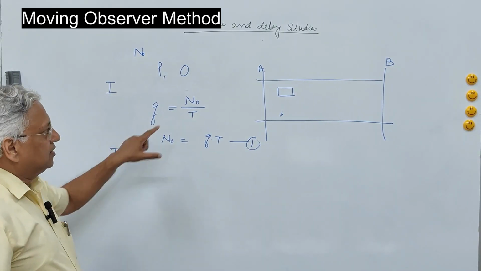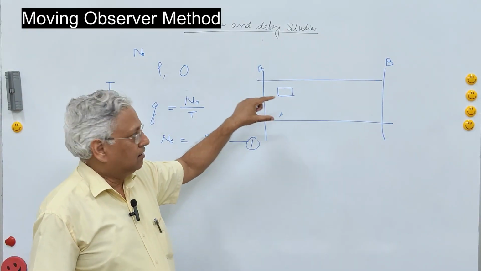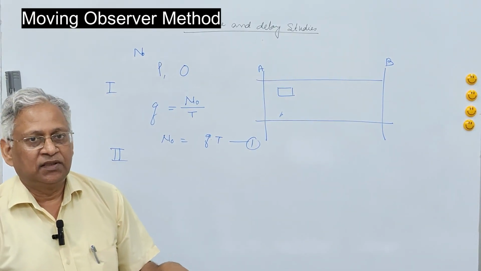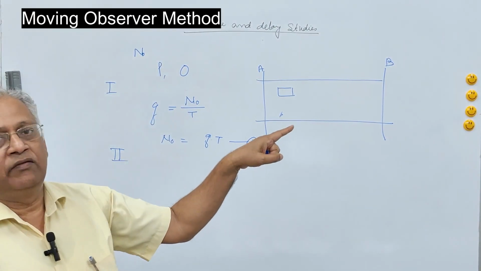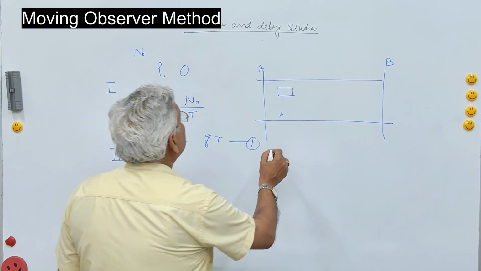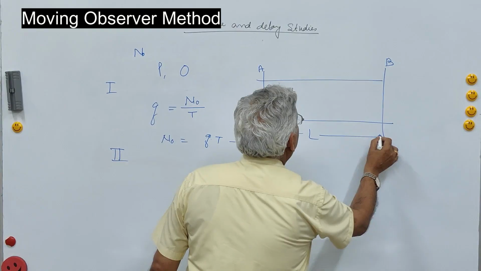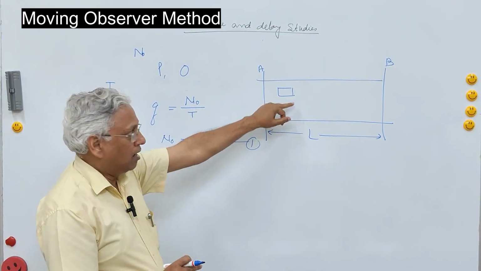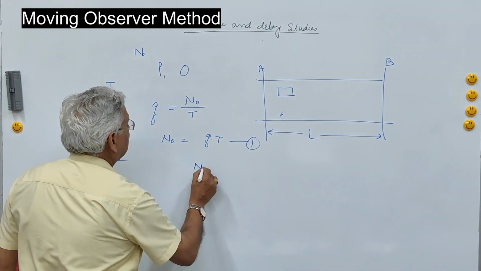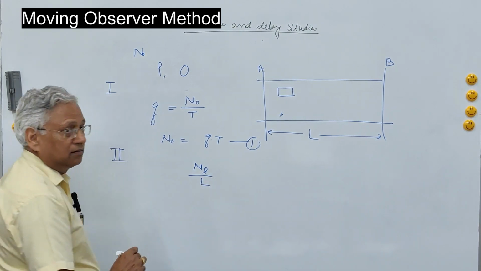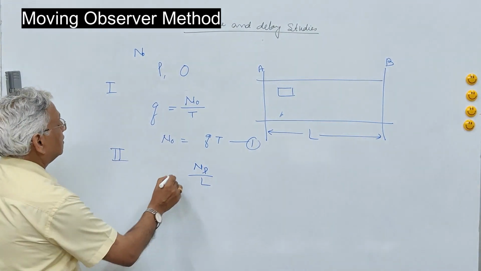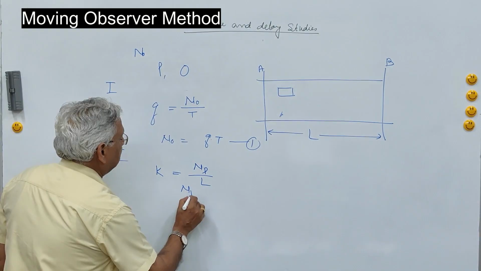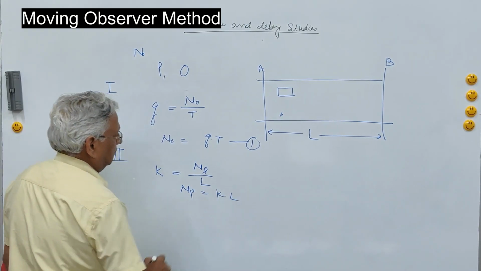The second case is, you assume that the car is moving and the entire traffic stream is stationary. So this car will overtake all the vehicles now. Let us say this is the length of the section, and let us say number of vehicles which are passed by this car, test car, is NP. So NP upon L, that is how you define the density. So this is K, or NP is K into L.